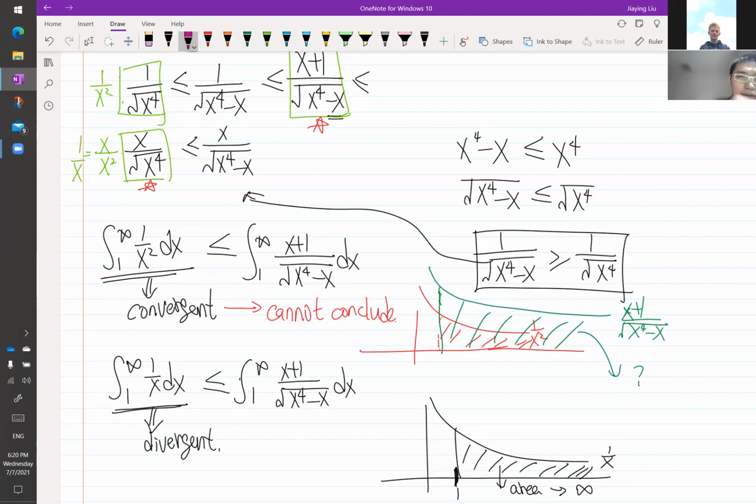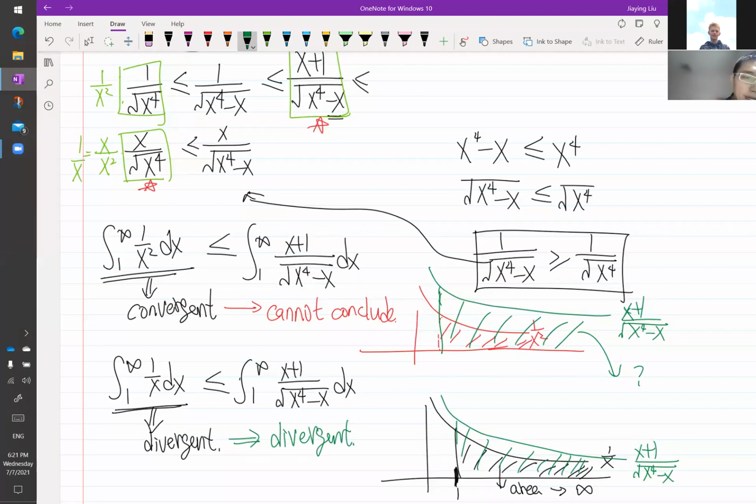And then, because the smaller area is going to go to infinity, the bigger area that's above it, again, I'm going to use green here, so that's x plus 1 over square root of x to the fourth minus x. This area is supposed to be bigger than this smaller area that's approaching infinity, so this bigger area also goes to infinity. Therefore, the integral is divergent. The smaller integral being divergent implies that the bigger integral is also divergent.